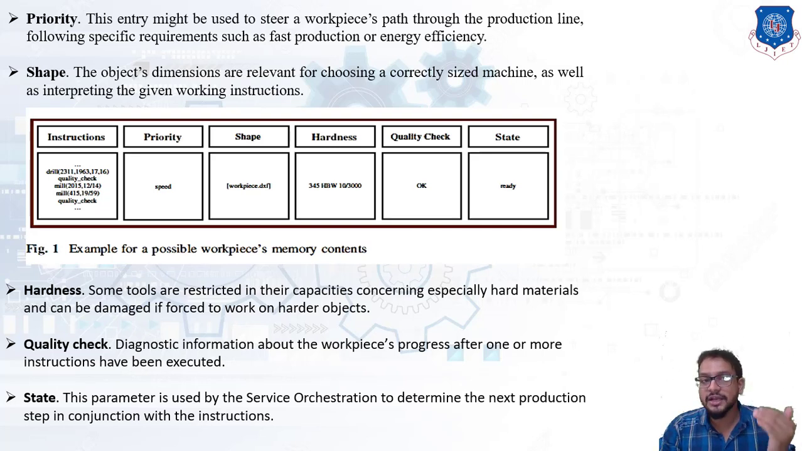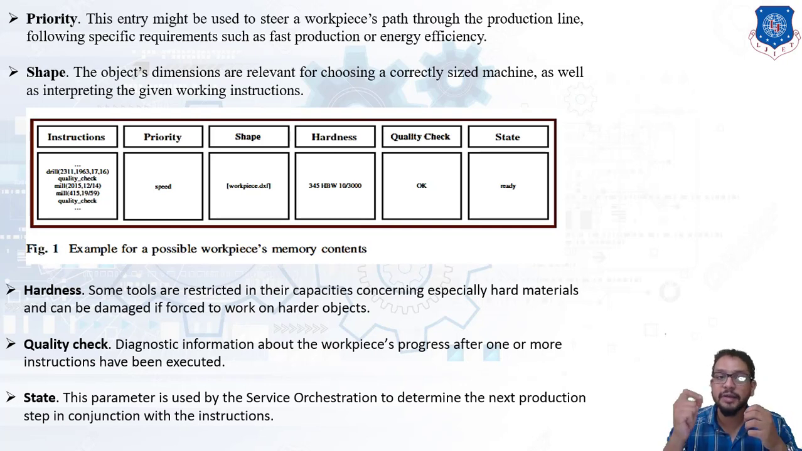Then what comes after in an instruction? The quality check. What are the parameters of a quality check? All of these come under instruction. Second, you can see priority. Now what is a priority? This is again stored in the database. These are the process or sequence which will be present in the memory for the workpiece, for the object which has to be machined.